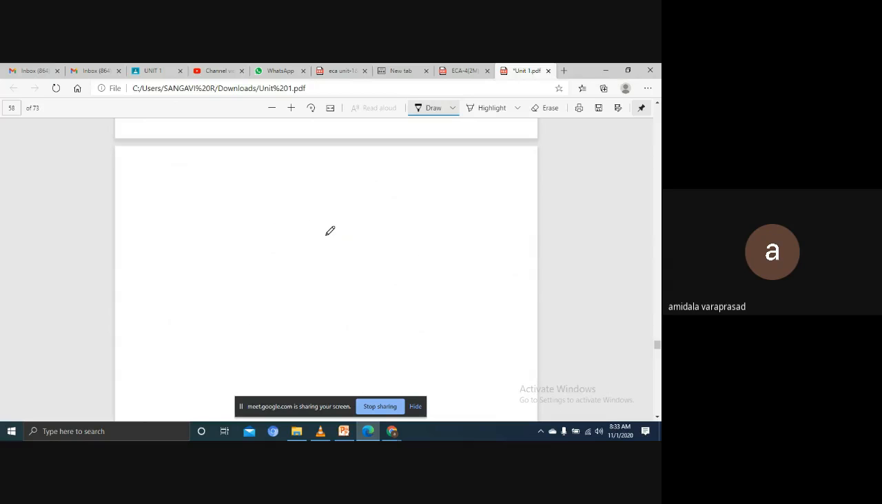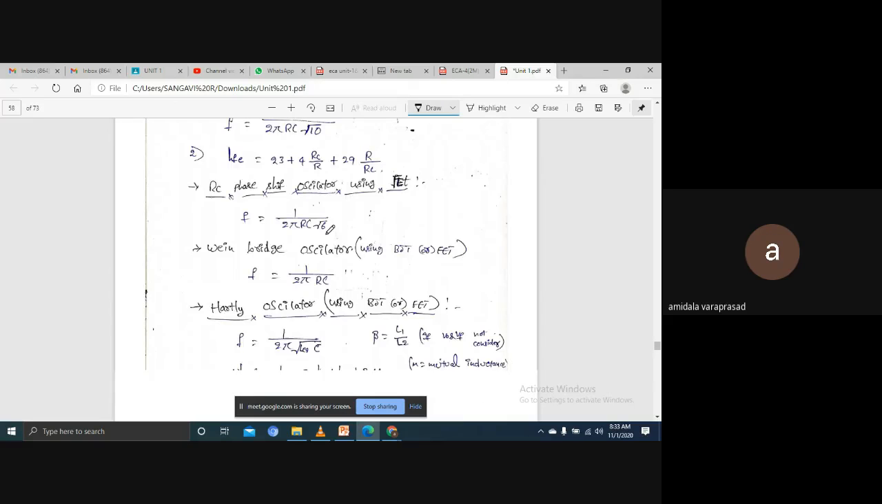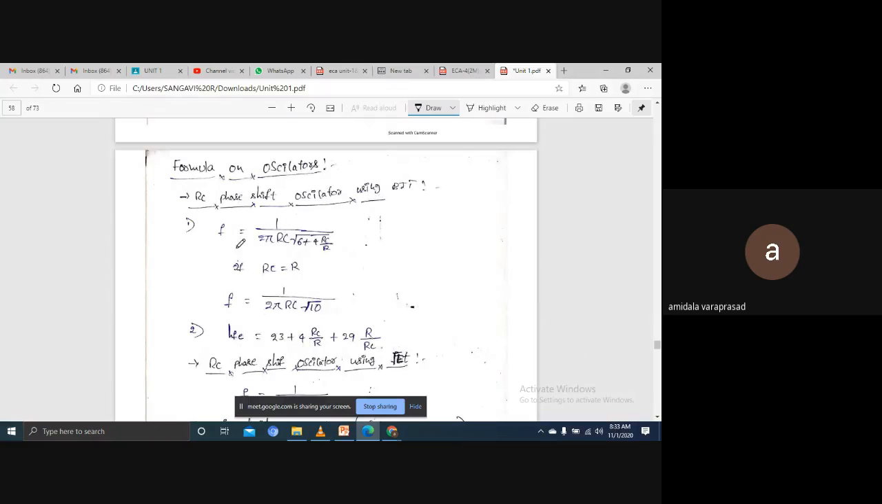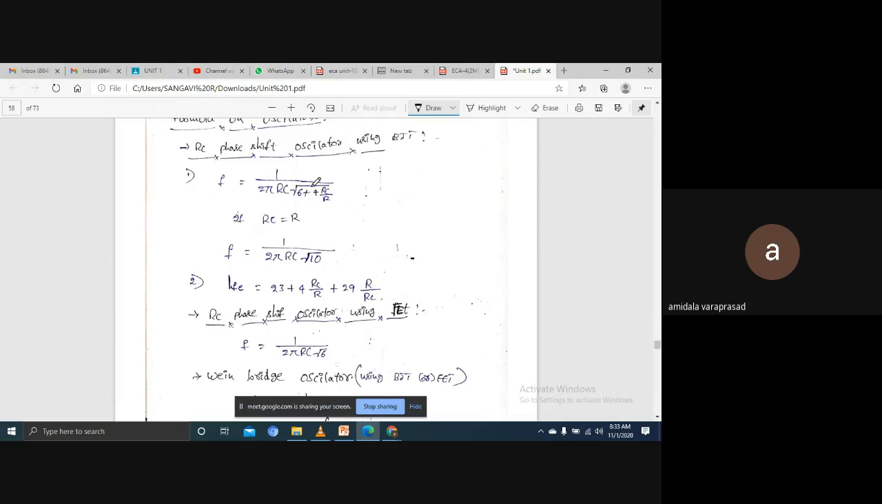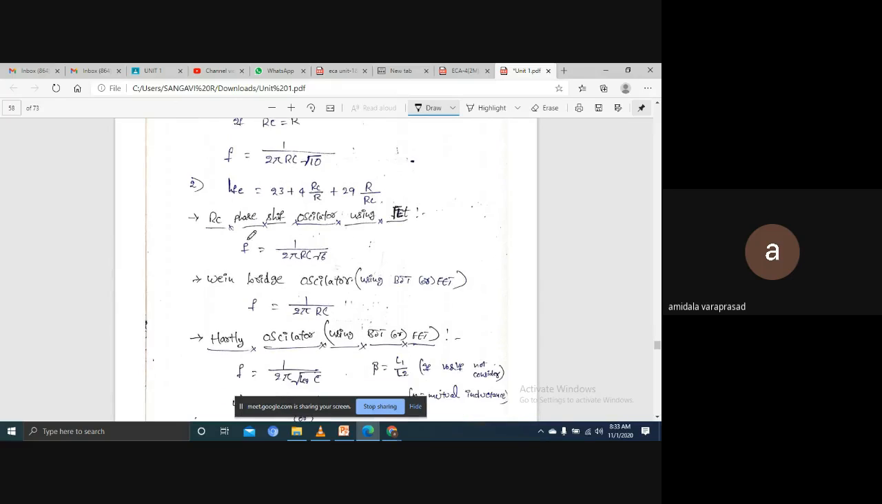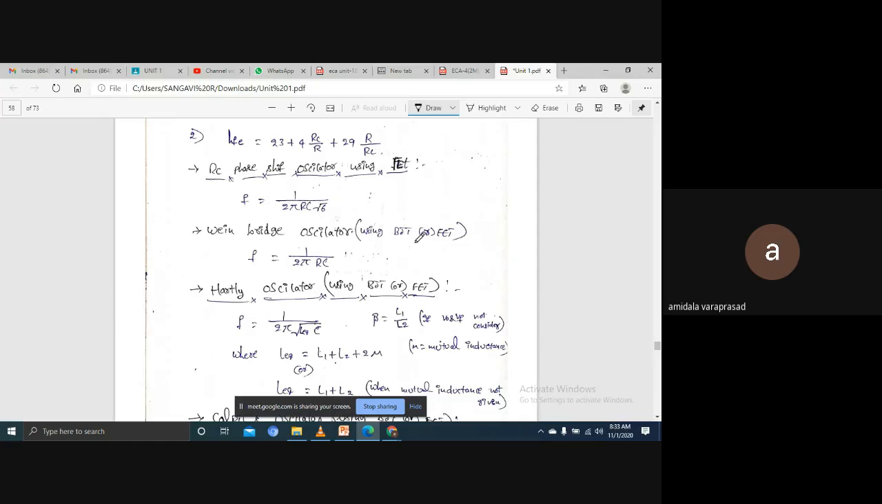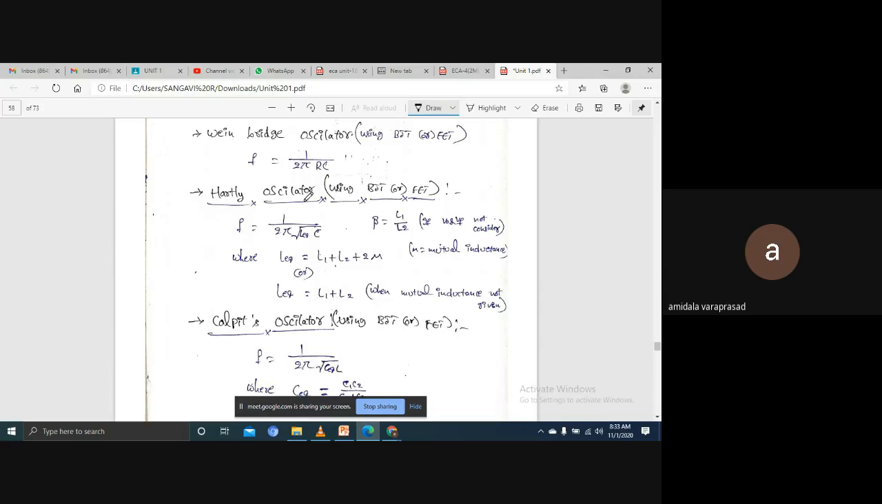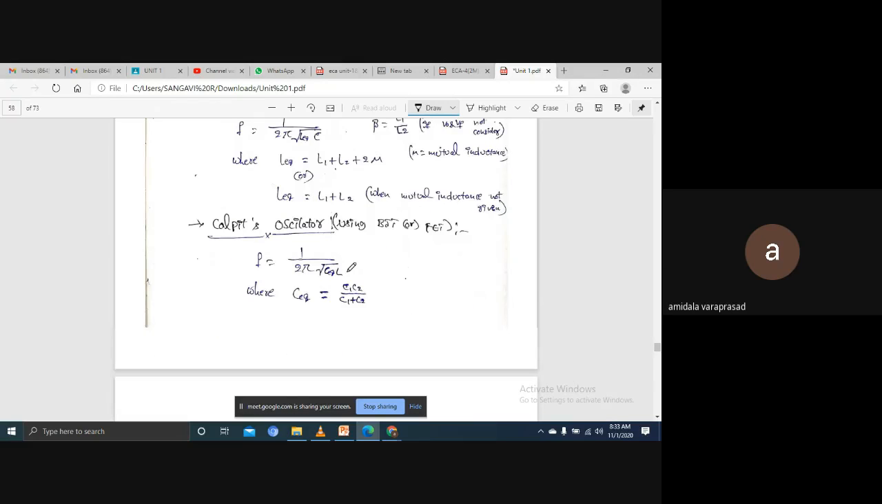Next one, these are all the formulas we got. The RC phase shift oscillator frequency, and this is very important, when RC is equal to R we get this one. And one time they asked for HFE: HFE is greater than or equal to 29 times. We have to get the same for the RC phase shift oscillator using FET also. The Wien bridge oscillator using BJT or FET, the formulas are the same. Hartley oscillator using BJT or FET, the formulas are all the same. Colpitts oscillator also, the formulas are the same.